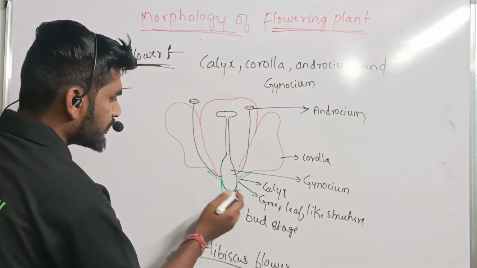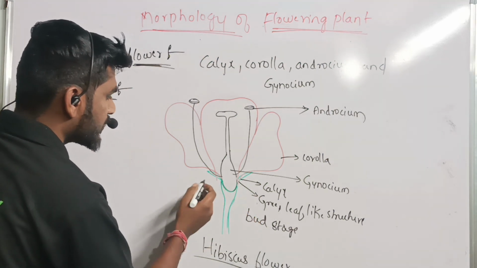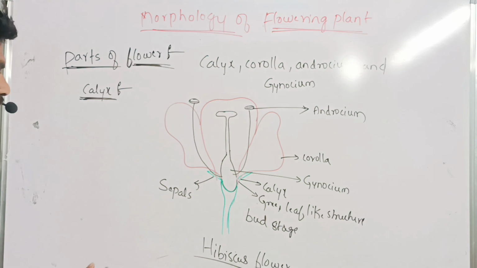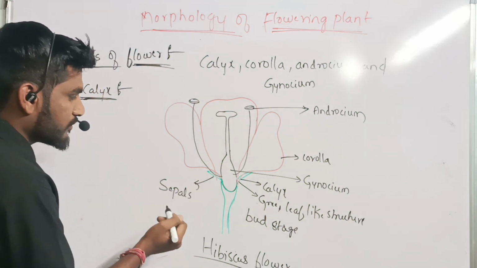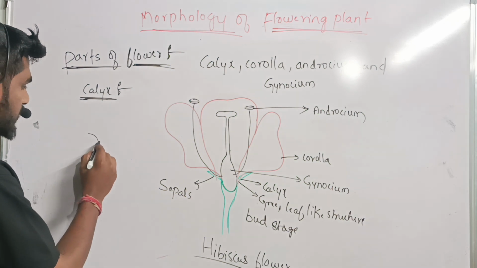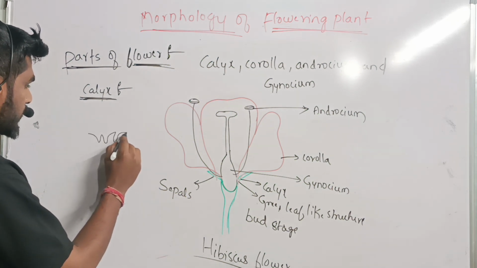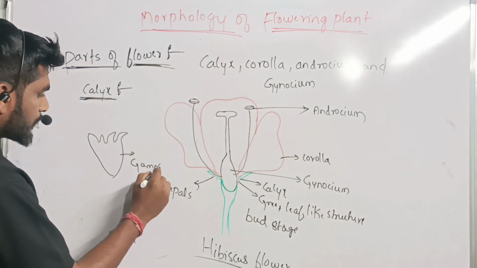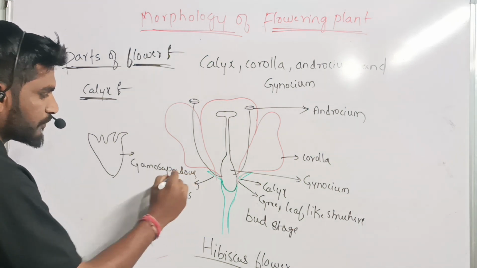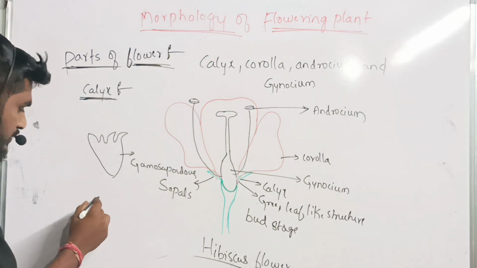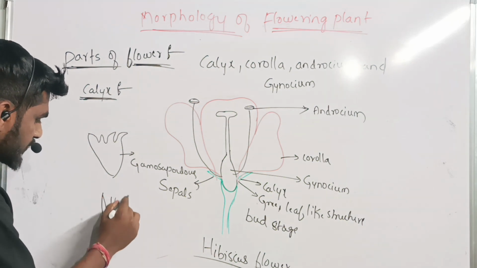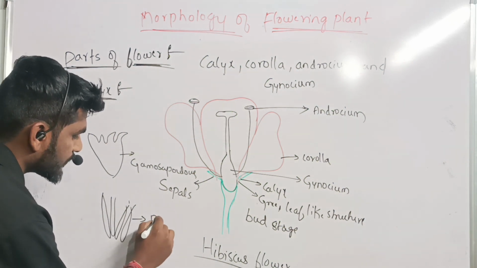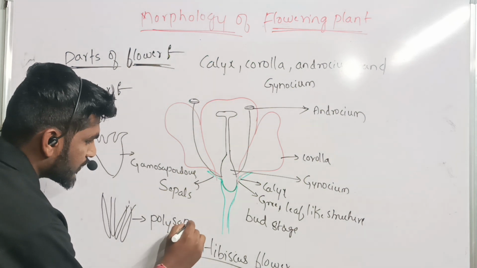We commonly call the calyx the sepals. If the sepals are united like these structures, like this, we call it gamosepalous. If the calyx are free like this, each sepal free, we call them polysepalous.